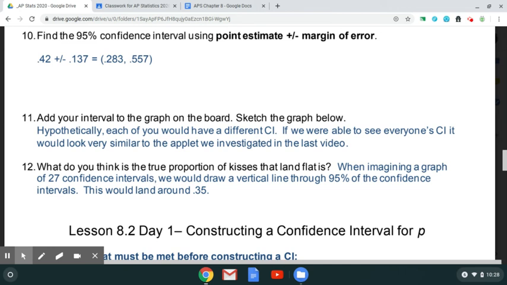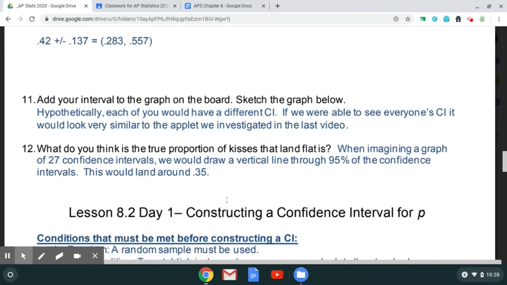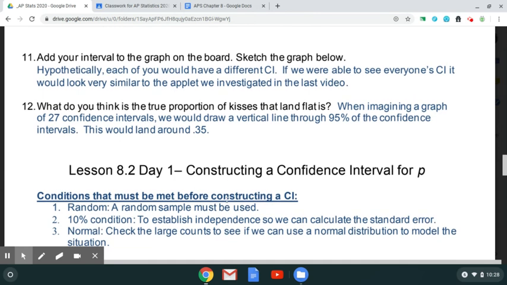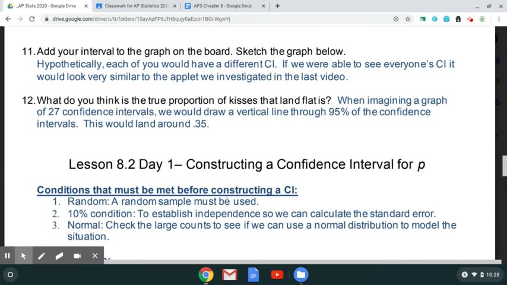So we are going to construct a confidence interval for P. Before we can construct a confidence interval, we must check that the 3 conditions are met. So a random sample must be used so we can generalize to the whole population. The 10% condition must be satisfied. This establishes independence, especially when we are sampling without replacement. We have to establish independence so we can calculate the standard error, which, remember, is interchangeable for the standard deviation.